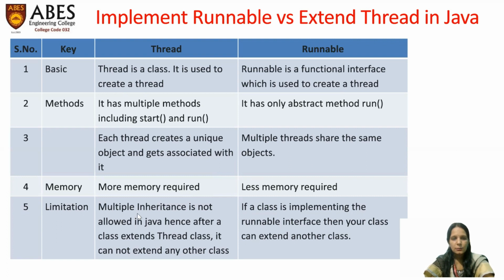If we talk about the last limitation of the Thread and Runnable interface, multiple inheritance is not allowed in Java. Hence after a class extends the Thread class, it cannot extend any other class, right? But if a class is implementing the Runnable interface, then your class can extend another class, right? So we cannot extend another class if we are going to extend the Thread class, because you are already extending one class. But this is not a constraint in the Runnable interface, right? So this is the main basic difference between Thread and the Runnable interface.